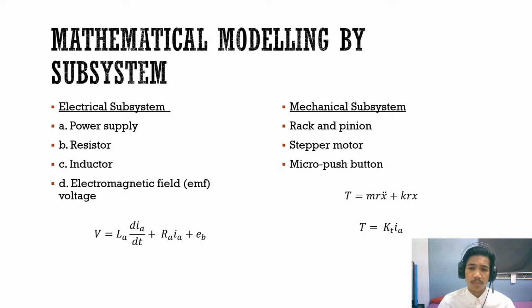In the mechanical subsystem, we have the rod and pinion, stepper motor, and also the micro push button. The same as in the electrical subsystem, we simplify it into one equation. From both of the equations we obtained from the electrical and mechanical subsystems, we substitute them and Laplace transform them, and then we get the final equation of the transfer function.